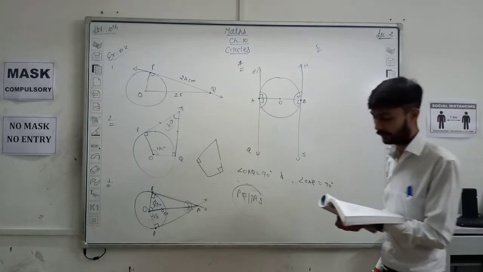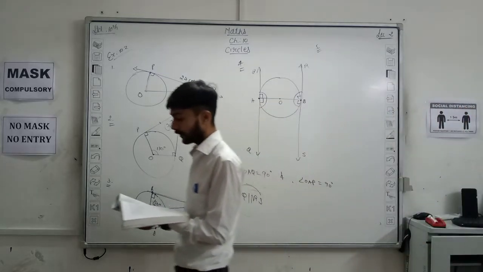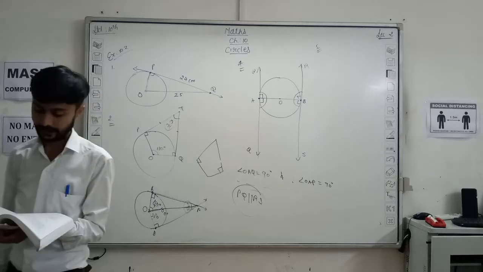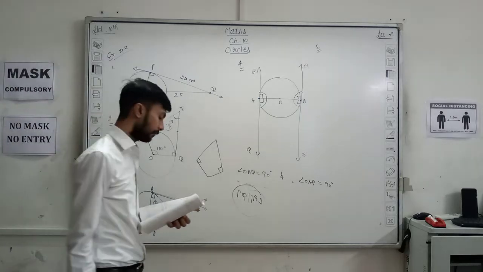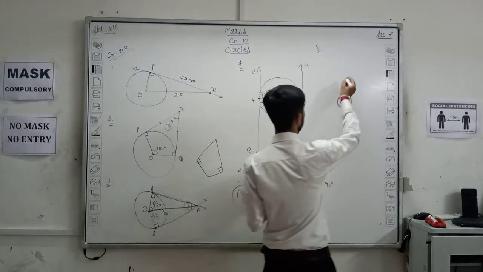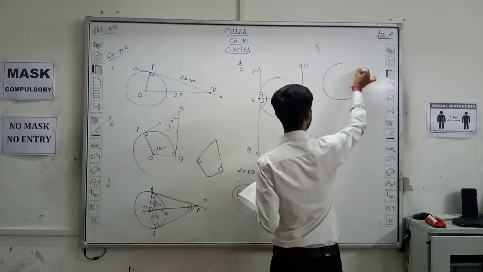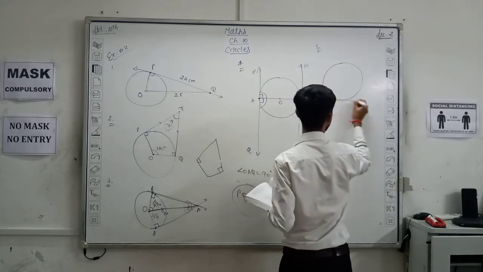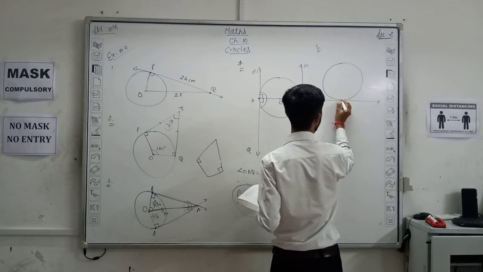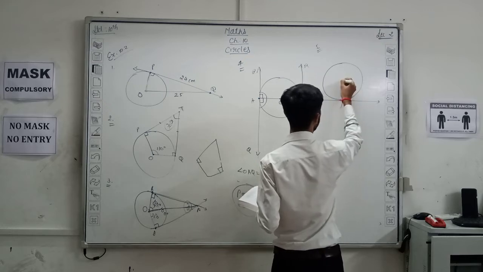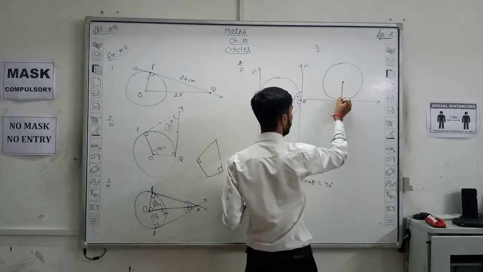Number 5, prove that the perpendicular at the point of contact to the tangent to a circle passes through the center. The circle, this is the point of contact, this is the center, this is the perpendicular.